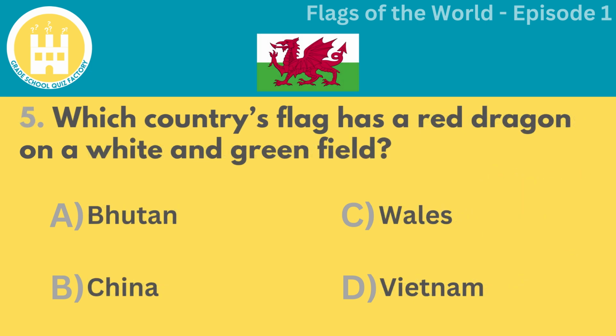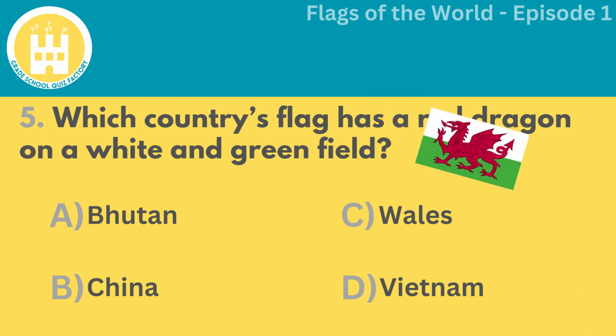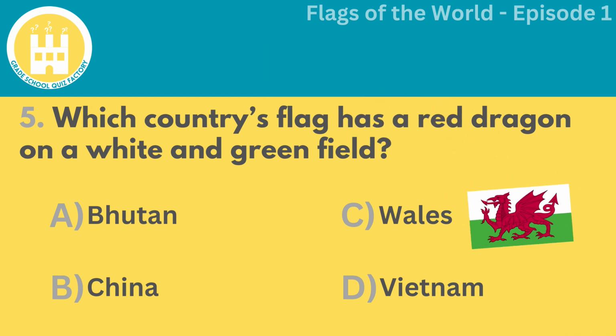Number 5. Which country's flag has a red dragon on a white and green field? The correct answer is letter C, Wales.